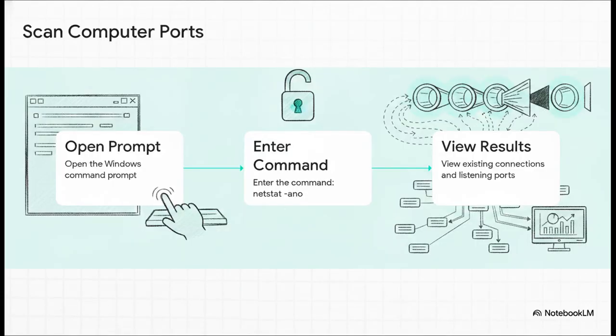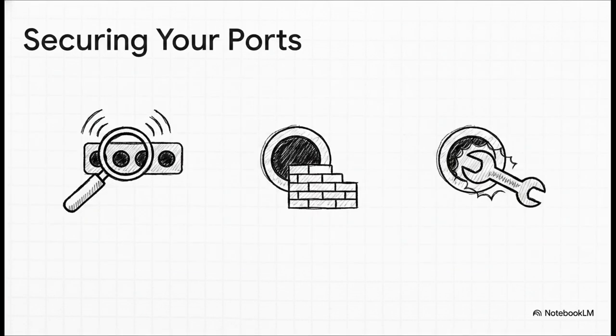The cool thing is, you can actually audit these digital doors yourself, right now. If you open up the Windows command prompt and run a super simple netstat -ano command, it'll display all the currently existing network connections and open listening ports. It's a really fast, native way to see exactly what network endpoints are exposed on your machine at this exact second. Of course, once you figure out what's open, you have to secure it.